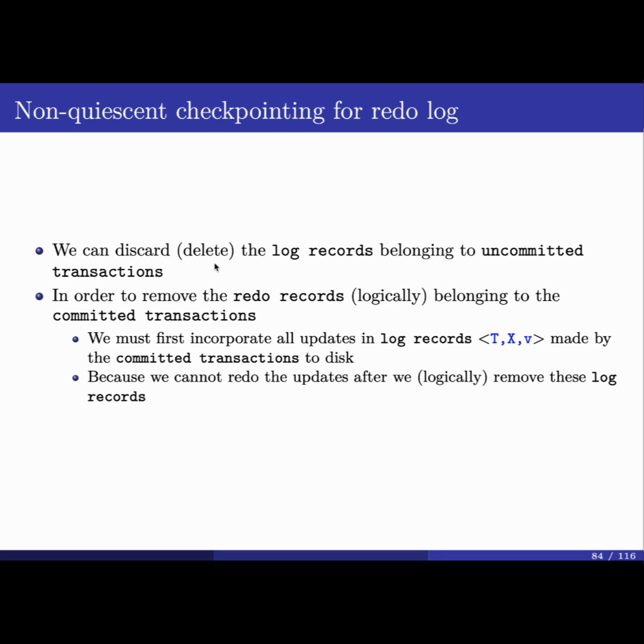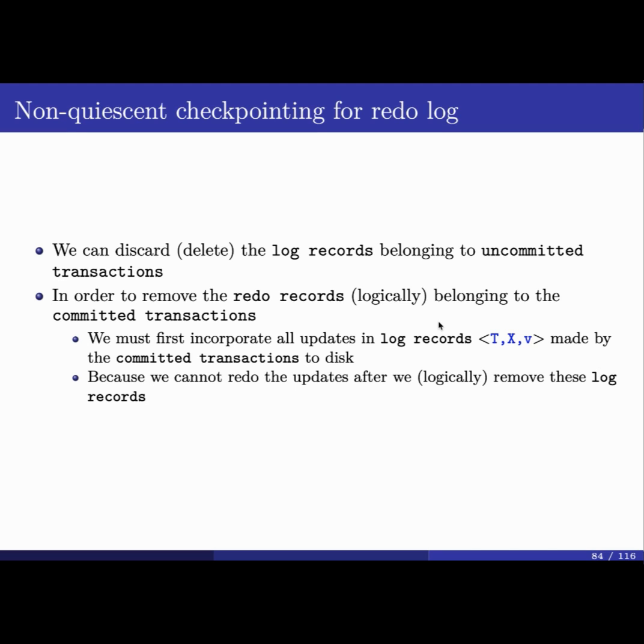We can delete, and when I say delete, this means logically, okay? The records belong to uncommitted transactions. In order to remove the redo records belonging to the committed transactions, we need to do the following. First, we must find all the updates, make sure that all the changes made by this transaction are reflected to the disk.